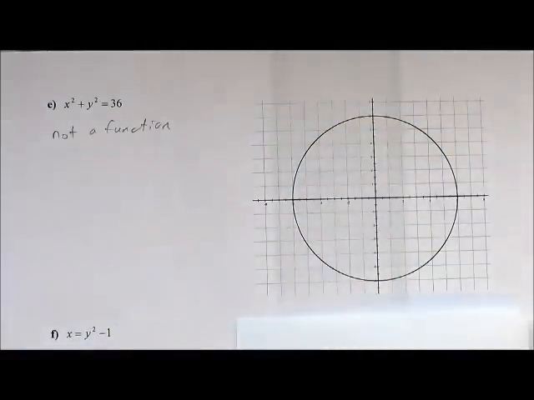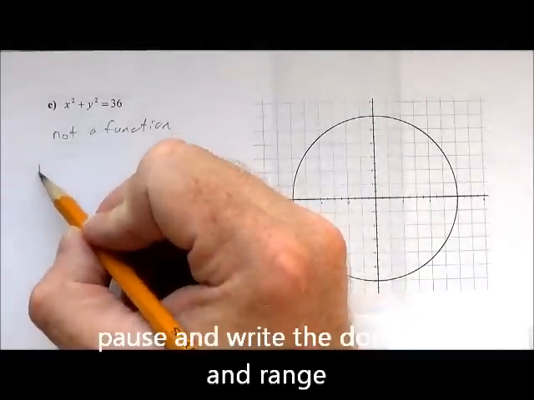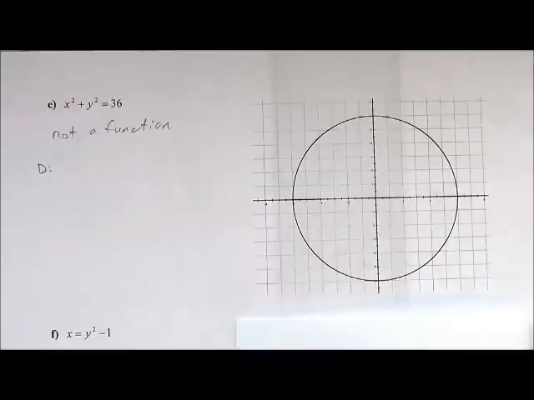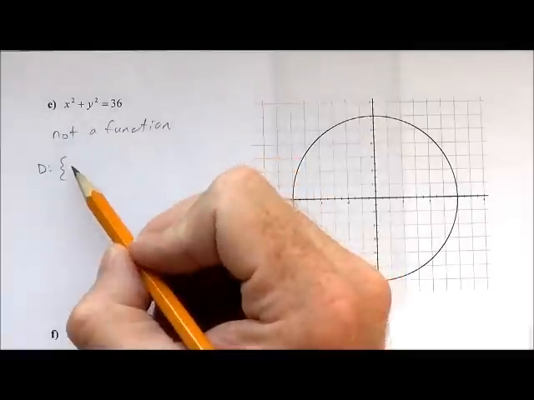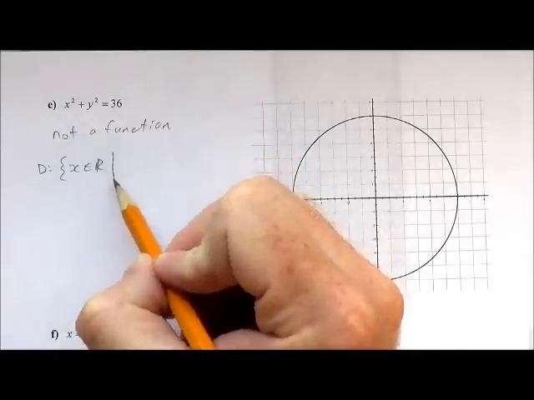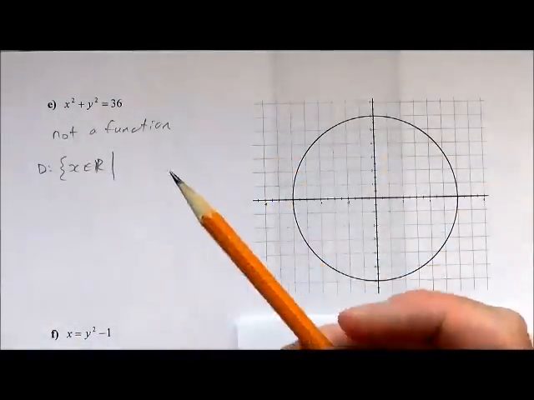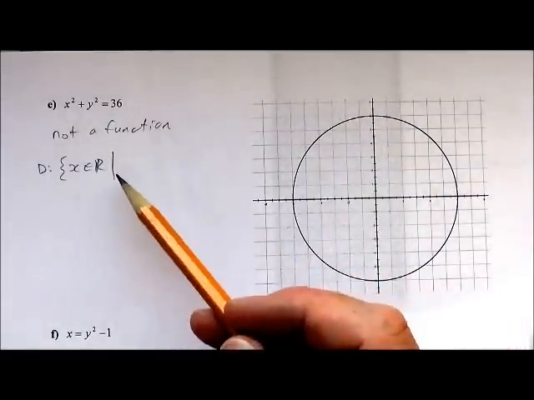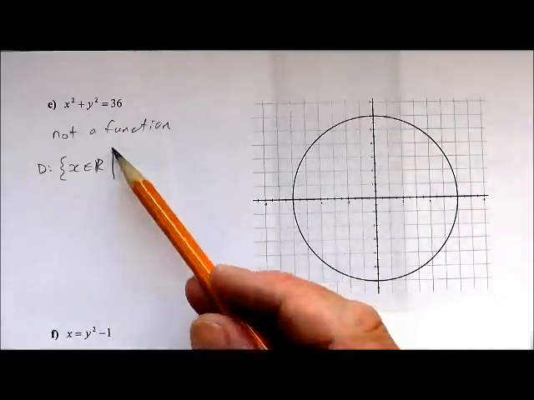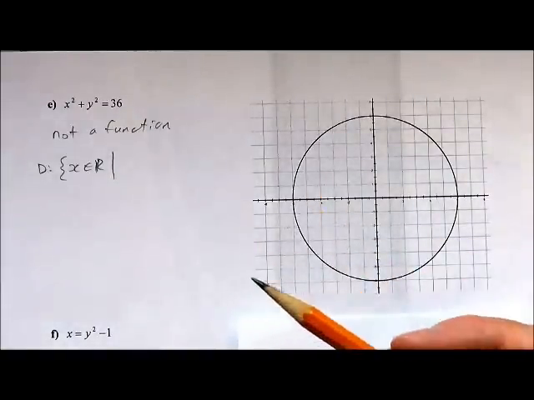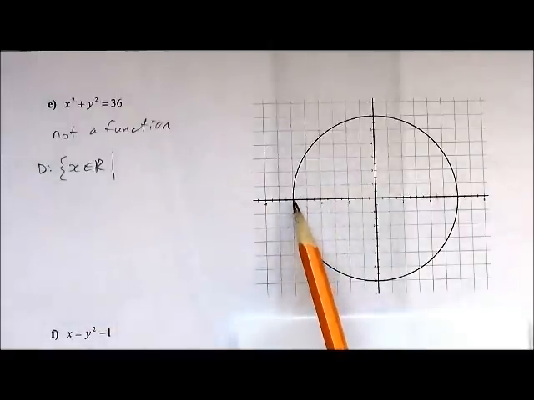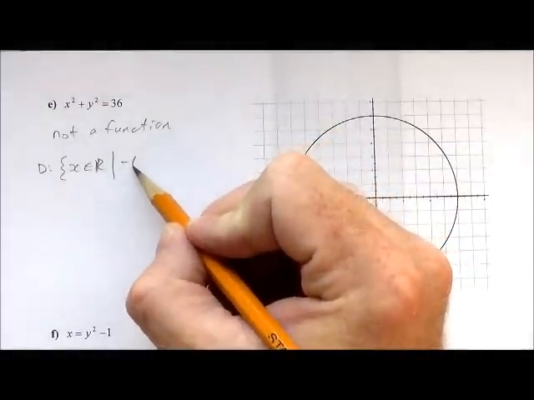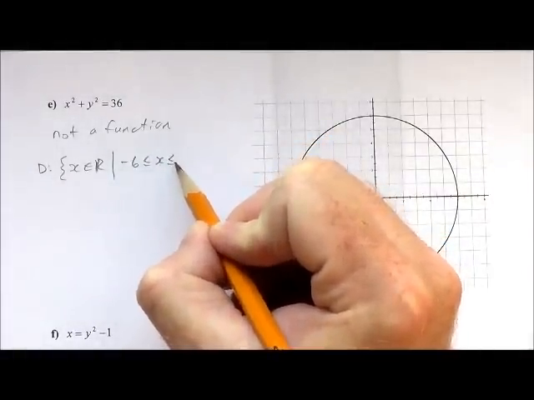And then we need to think about the domain and range. So what do you think the domain would be, and how would you write that? So we see that x is an element of all real numbers such that, and just like I've been doing before, this is a line and not a comma or a semicolon or any other type of punctuation. It's a line in this function notation, such that, and we see that the circle goes from negative 6 all the way to positive 6 on the x-axis, so it would be negative 6 less than or equal to x less than or equal to 6.